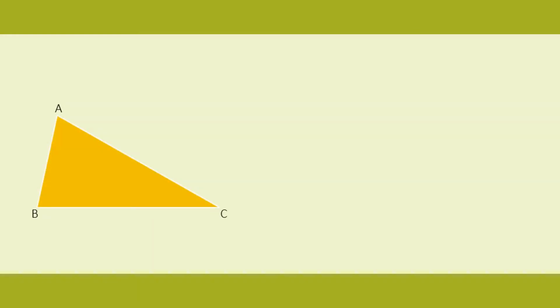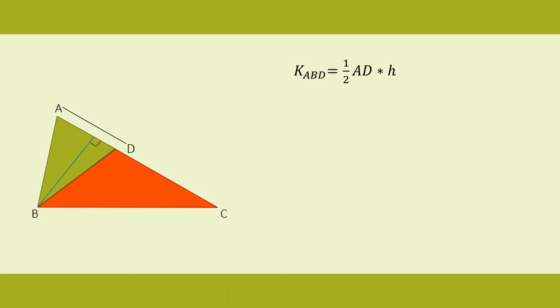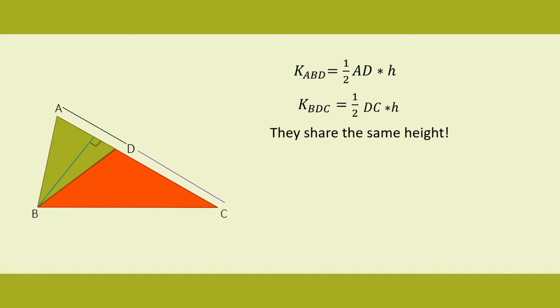So, given triangle ABC, we'll draw a line from B onto the base AC and call that point D. The area of triangle ABD will be half of its base AD times the height. Triangle BDC will have the area of half its base, DC, times the height. They share the same height. Crazy! Thus, the height is equal to 2 times the area of ABD divided by its base AD.